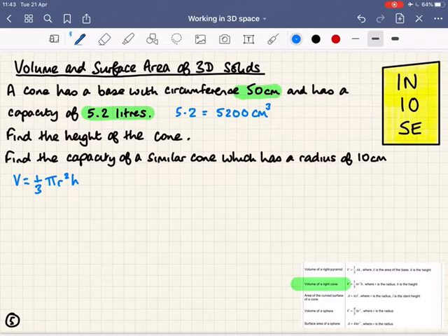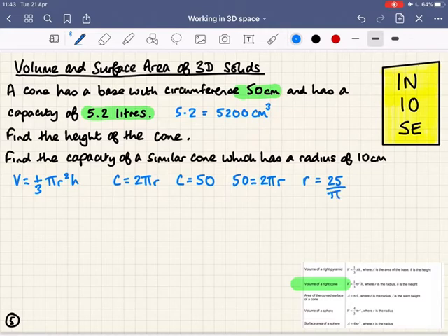I know the circumference is 50, so I could work backwards from that to find r. So if circumference, we know, is equal to 2 pi r, so if c equals 50, then 50 equals 2 pi r. That means my radius must be 50 over 2 pi, which is 25 over pi. So we're on our way. We've got the radius. What we need to find is the height.